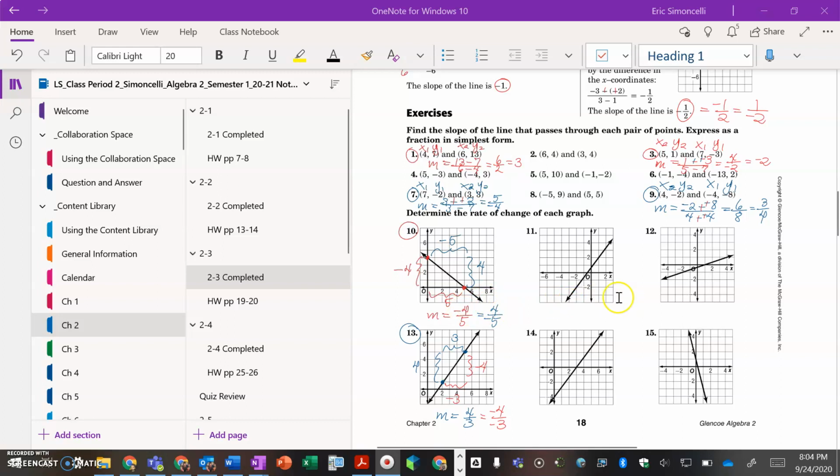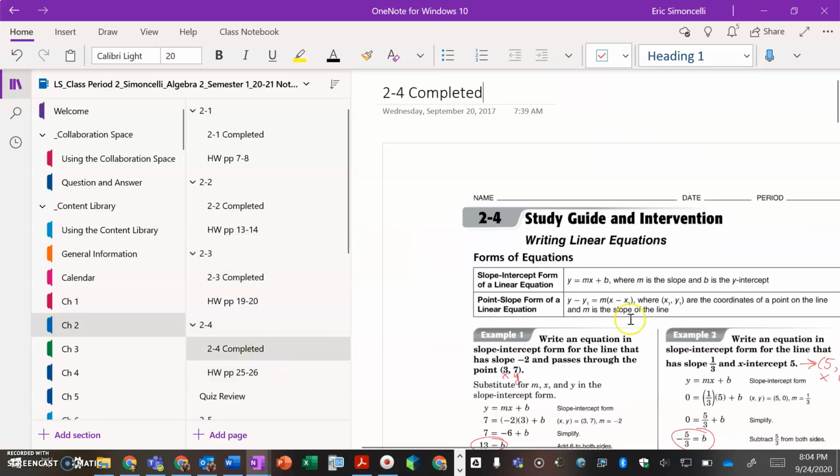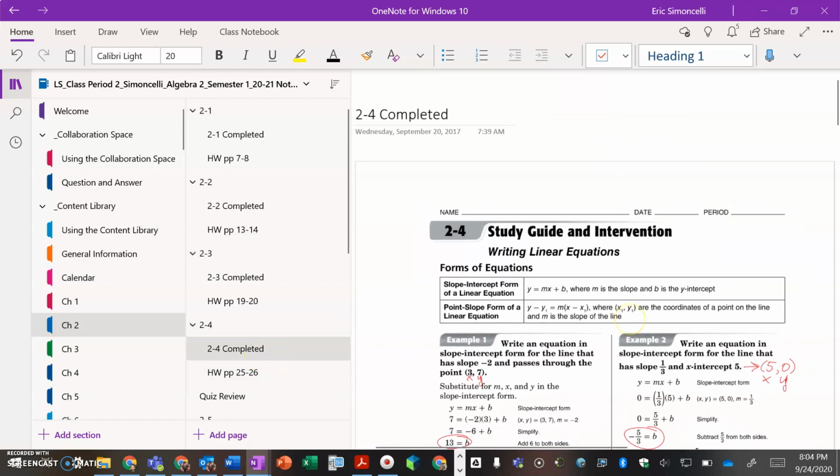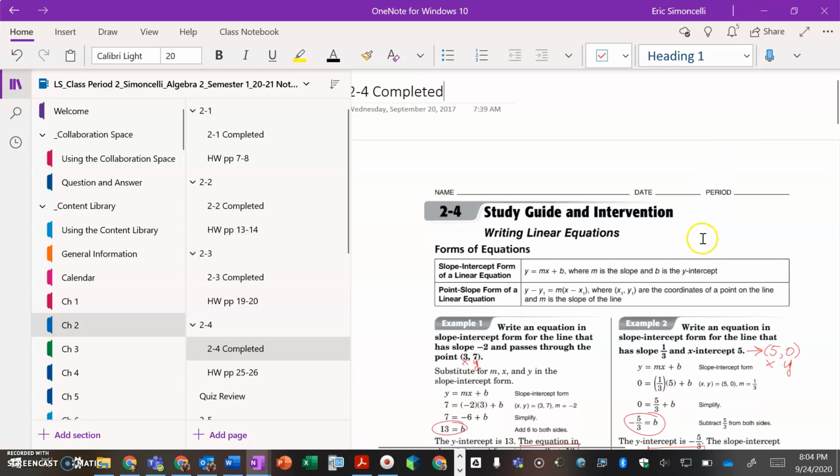So what we're going to go ahead and take a look at next is section 2.4. This is another combined day of work. And in section 2.4, we're going to go ahead and take a look at writing linear equations. So let's take a look.